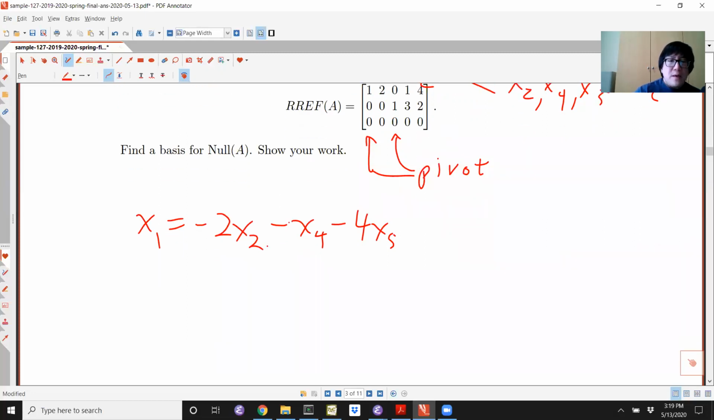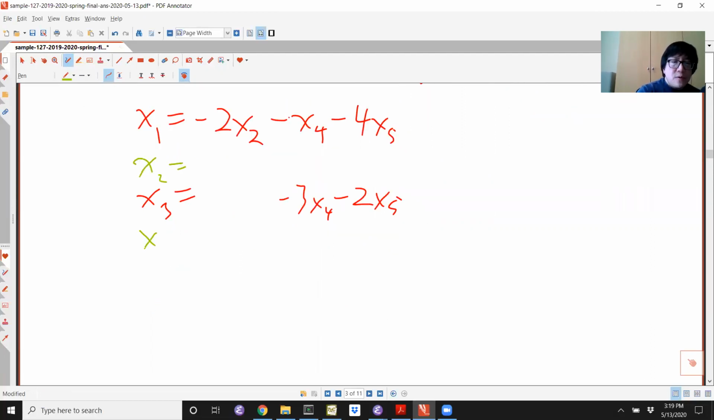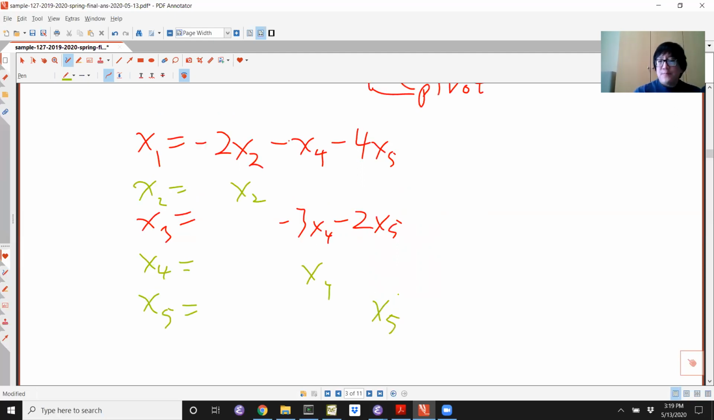And then x3 is the other pivot variable. So x3 is equal to minus 3x4 minus 2x5. And now our free variables are x2 and x4 and x5. And I certainly can never keep this straight if I don't put in these kind of silly equations.